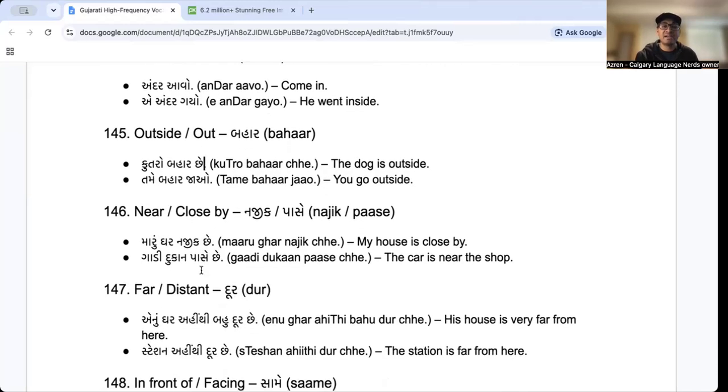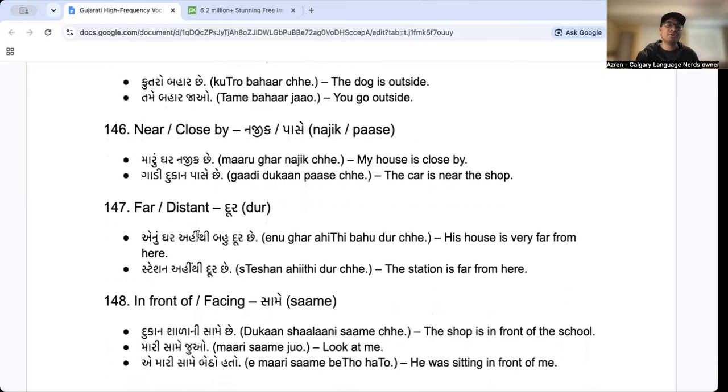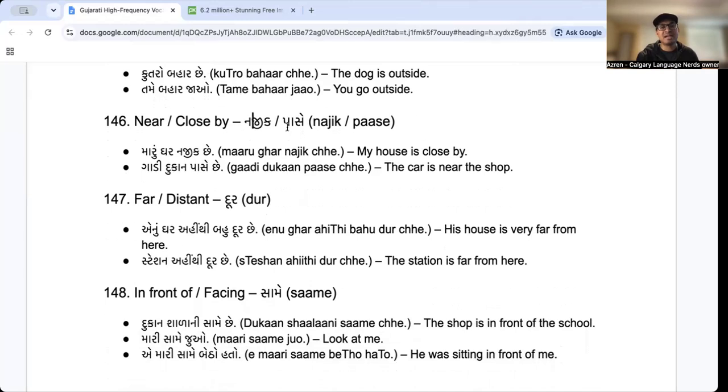Out or outside is bahar, often pronounced bar. Kutro bar che, the dog is outside. Tame bar jao, go outside. You go outside. Near or close by is najik or passe. They're kind of similar. If you wanted to just remember one, najik is one you can remember more easily. Maru ghar najik che, my house is close by.